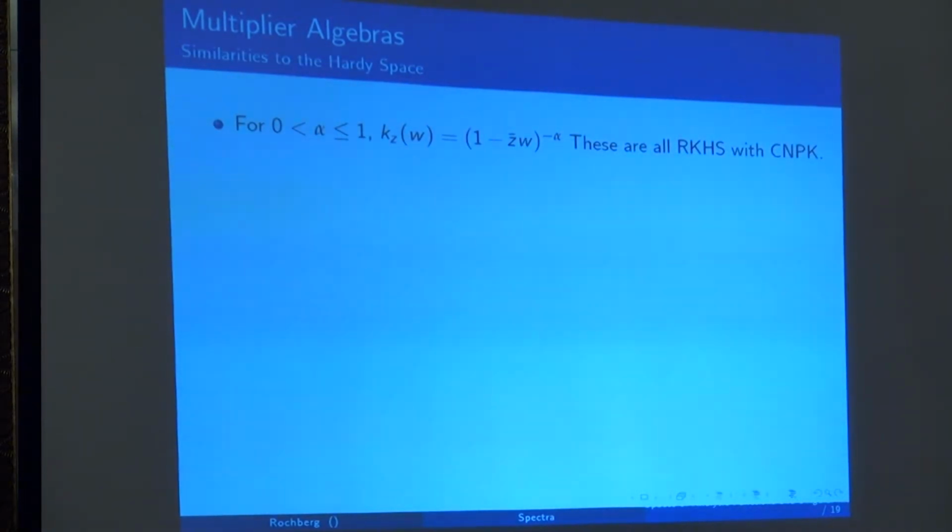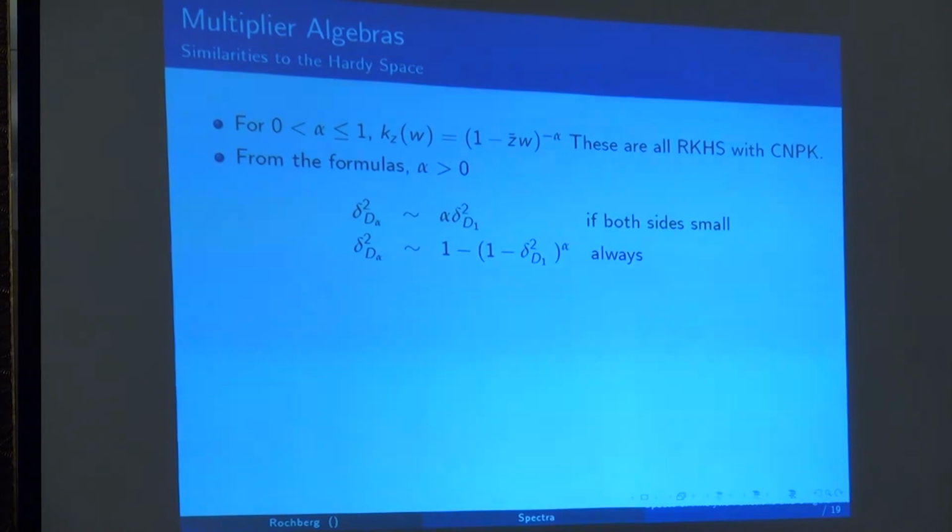And the algebras we're looking at are the multiplier algebras of these generalized Dirichlet spaces. There's the kernel function. For the immediate future, we make no use of the formula. But we can write down the distance formulas. The distance on the space d alpha and the space d1, which is the Hardy space, are comparable if both sides are small. And the relationship is a little more complicated if either the d alpha distance or the d1 distance is near 1, but you can write down something very explicit.